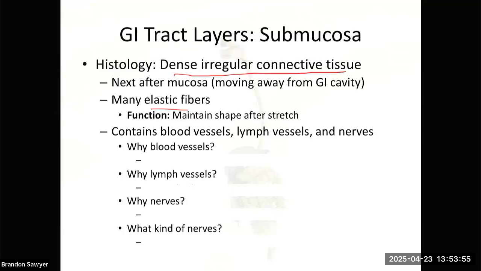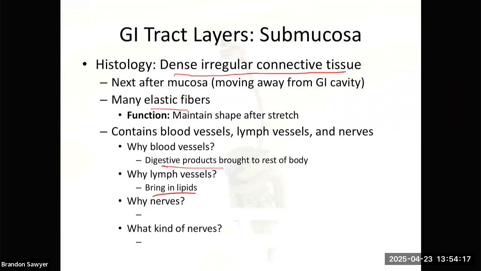This is where we house all of our blood vessels, nerves, and lymph vessels. Okay. So why do we have blood vessels? This is how we absorb all of these things from the GI tract and send them to the rest of the body. Why do we have lymph vessels? This is the way that we absorb lipids.